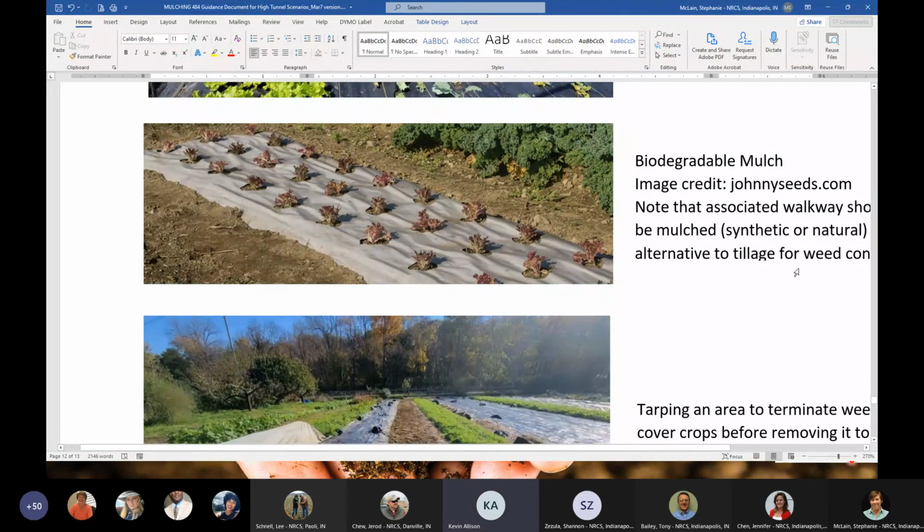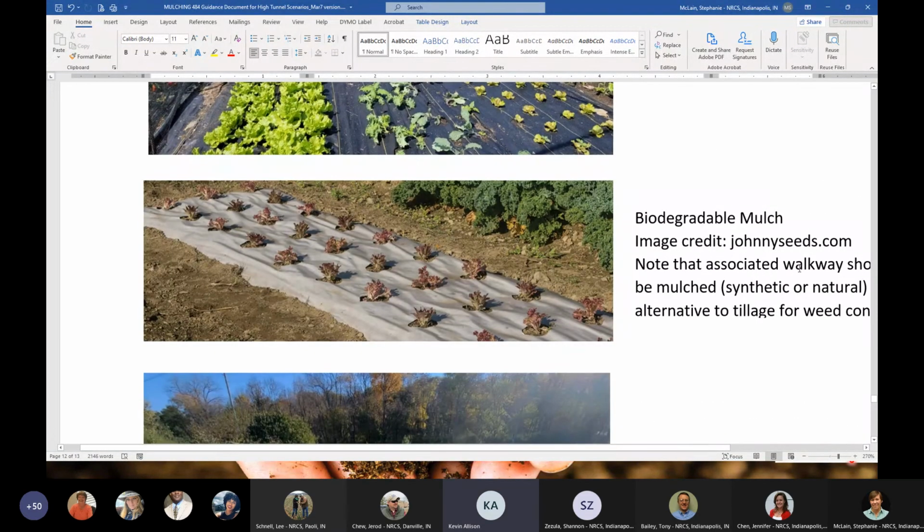There's a picture of biodegradable mulch. I think we were calling this synthetic, right? We determined that, yes, it was kind of a hard line there. But for the purposes of how it fits into the scenarios, we're going to consider biodegradable mulch synthetic, because it is still some form of plastic that's going out there. Maybe it will decompose over time, but it's not the same as straw or hay or leaf mulch.